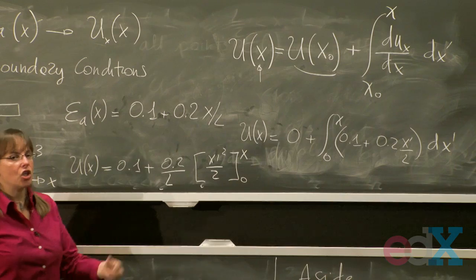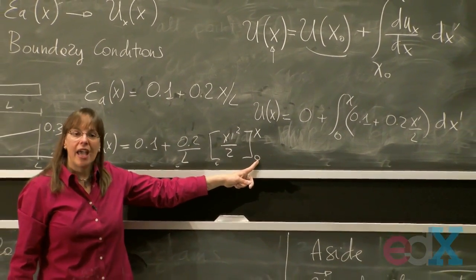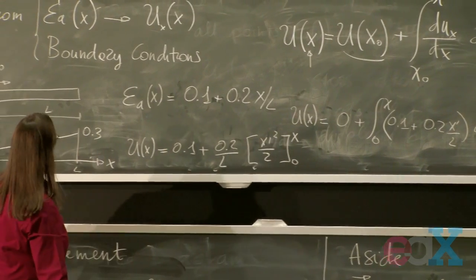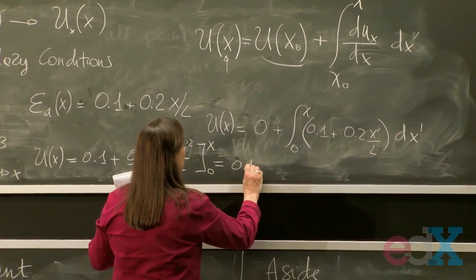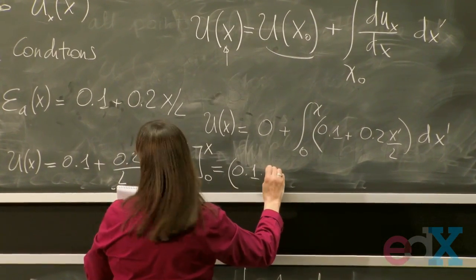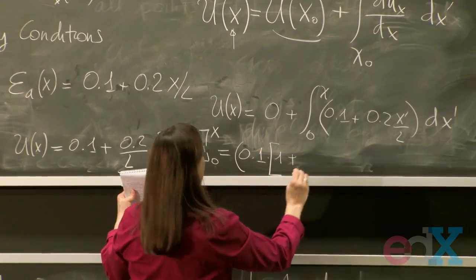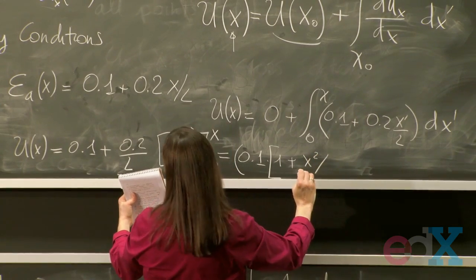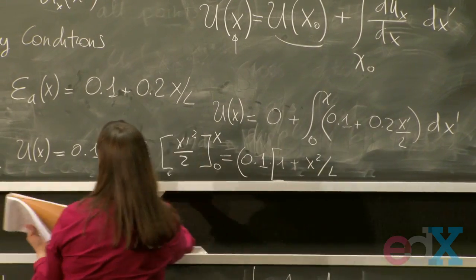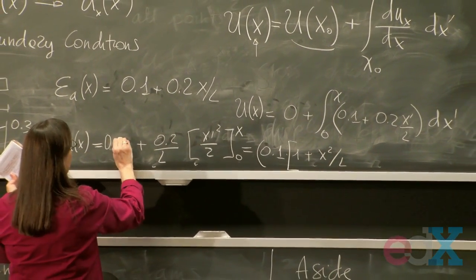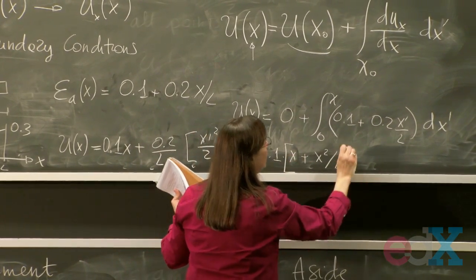And oh my gosh, I cannot even start telling you how important it is that you keep this thing in. If I had given you, well, let's finish this up and then I'll tell you. So this is equal to 0.1 that multiplies 1 plus x squared over L. 0.1x. I forgot an x here. 0.1x plus x squared over L.